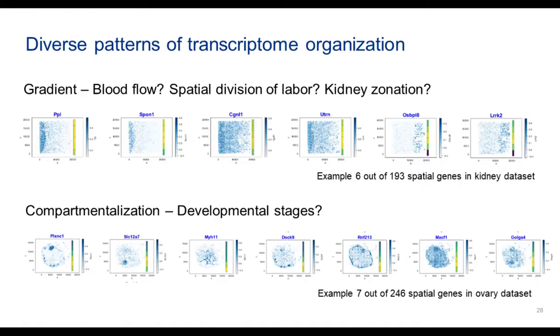And in the tissue, we also see, as I was mentioning, a different interesting organization of the tissue. For example, the cell layers that could correspond to the flow of blood in the kidney, indicating maybe division of labor of the different cell types, and this idea of zonation in this tissue, or the compartmentalization that could reflect the different developmental stages of the oocyte in the ovary.